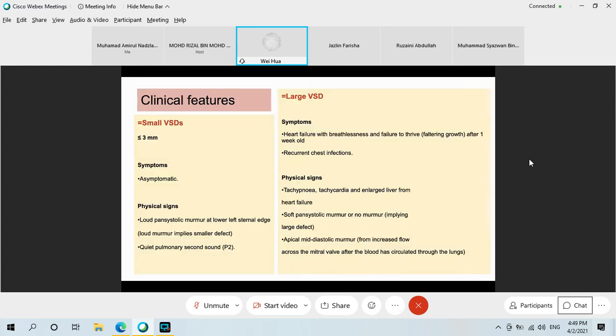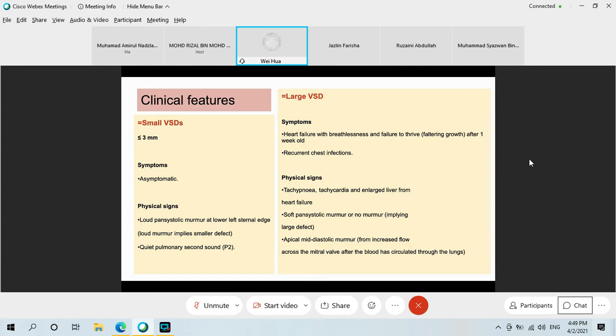For the clinical features, it actually depends on the size of the defect. If the ventricular septal defect is small, which is less than 3 millimeters, the patient can be asymptomatic. On physical examination, on auscultation, we can hear a loud pansystolic murmur at the lower left sternal edge. The loud murmur implies the smaller defect. Why we can hear the loud murmur is due to the small opening. Therefore, there will be turbulent blood flow towards the right ventricle. And the patient can also have a quiet pulmonary second sound.